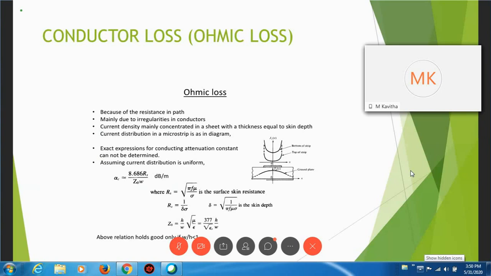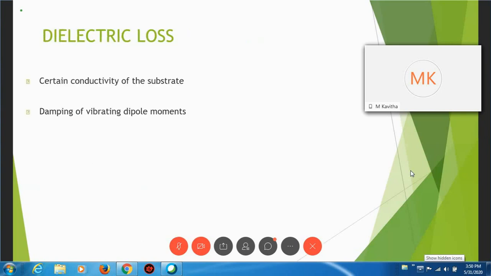And the third, smooth surface. We can use a smooth surface in the metal so that we can reduce the conductor loss in the microstrips. That's all about conductor loss. And the next type of loss is dielectric loss. The next type of loss present in the microstrip is dielectric loss.